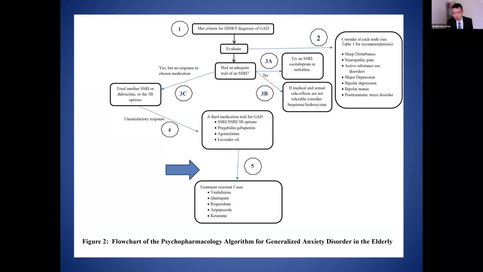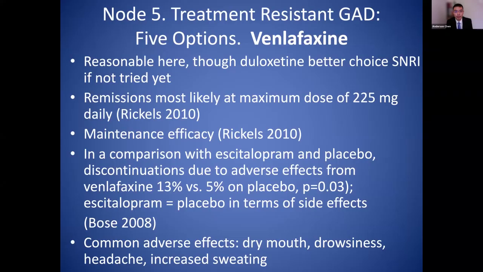So for treatment-resistant cases, we recommend venlafaxine, quetiapine, risperidone, aripiprazole, and ketamine, and we're going to go over them. So we'll start with venlafaxine. We think it's reasonable here. We feel like duloxetine is probably the better choice if you haven't tried it. Remission is most likely at a maximum dose of 225 daily. We know there's efficacy for its use in maintenance. In a little bit, we'll talk about why it's not the favorite choice.